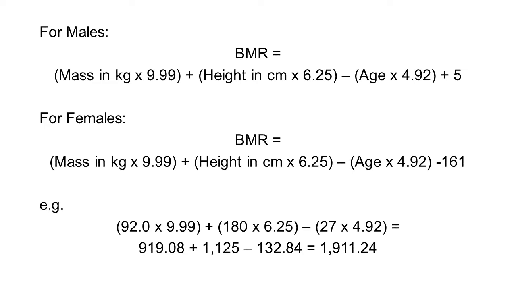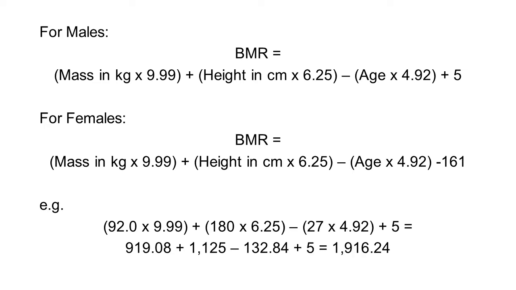You then take the result of that away from the sum of the first two numbers. So for me, 27 multiplied by 4.92 is 132.84. That, taken away from 2044.08 from earlier, gives me 1911.24. Then, finally, if you're male, add 5.